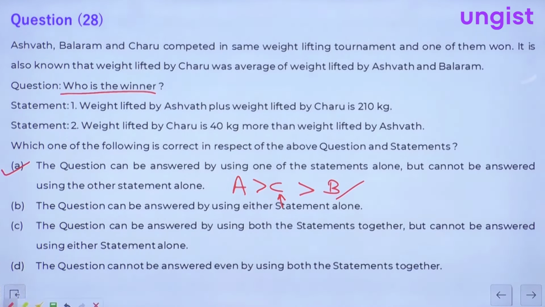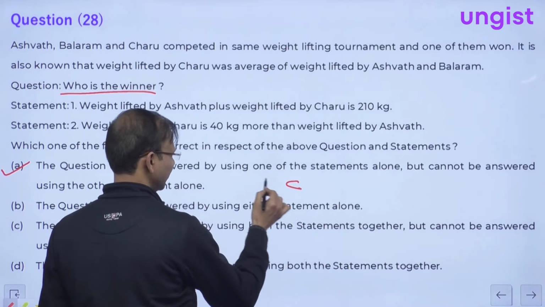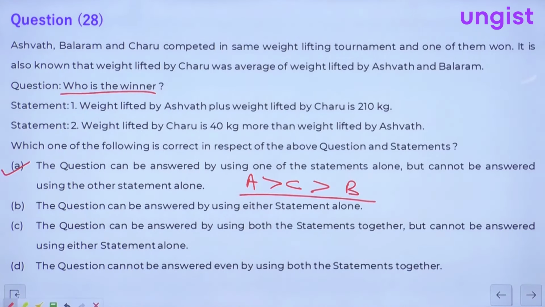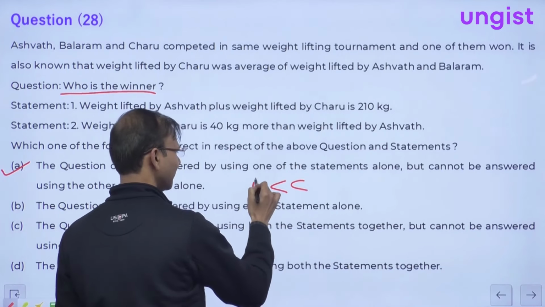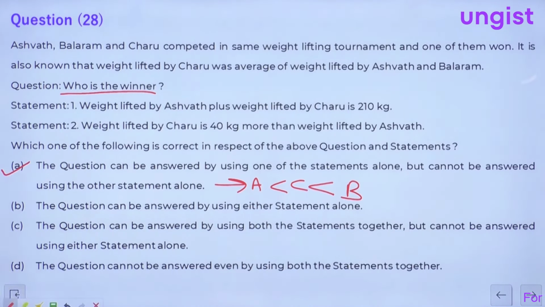Guys, is it clear? C is greater than A. Sorry, I wrote it the wrong way around. I'm sorry. Guys, I'm sorry. C is greater than A and greater than B. This is the condition, right? Wait. C greater than A and greater than B. This is the condition, guys. Clear? It's fine now. Sorry, I'm really sorry. Yes, everybody, clear now?